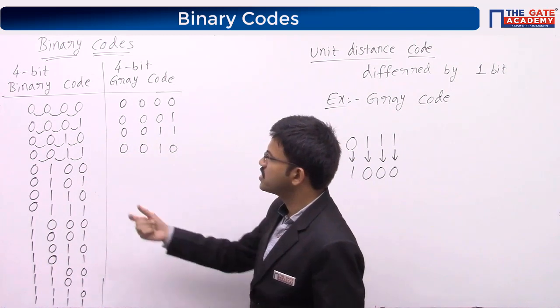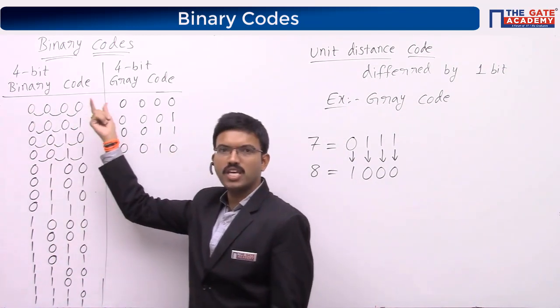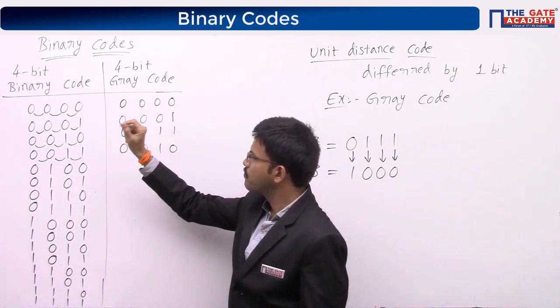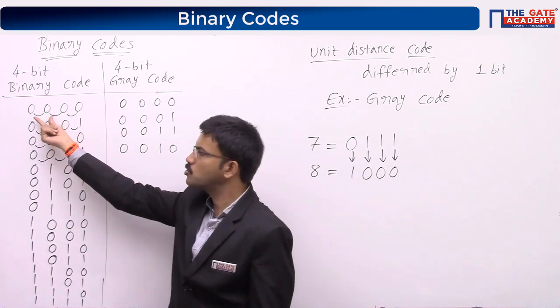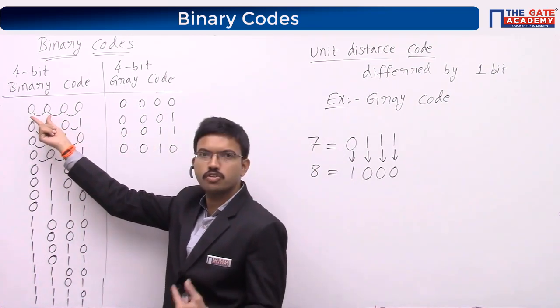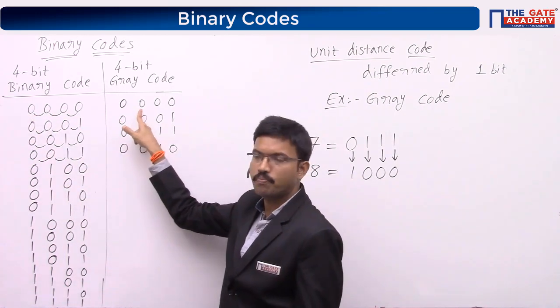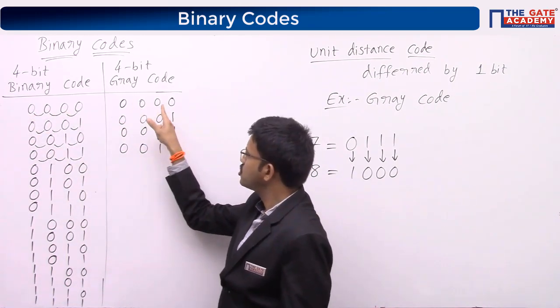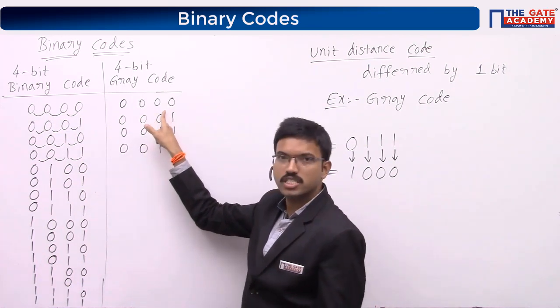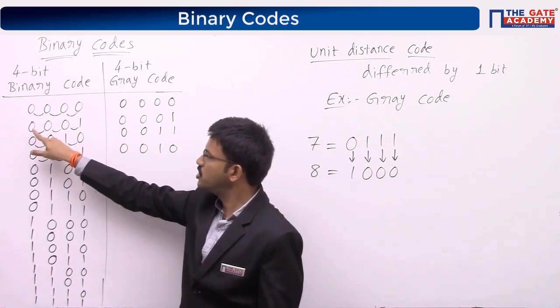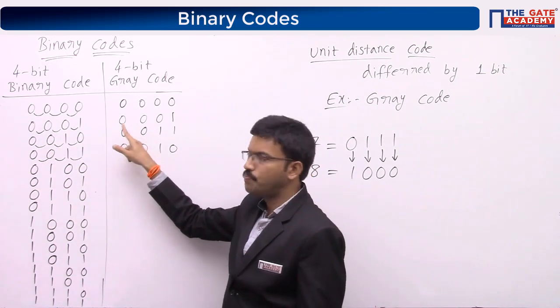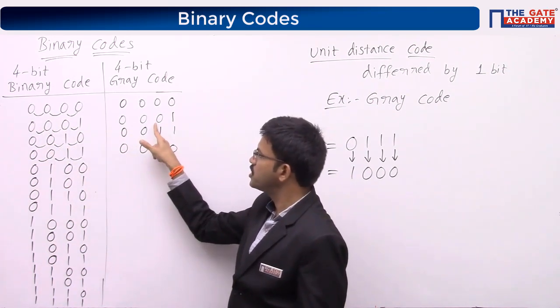I am repeating once again. First we will copy the MSB bit as it is. Here MSB bit is 0, I have copied. And then I will check two bits. 0 0, no change. No change means output is 0. Here 0 0, no change, output is 0. Next, MSB bit is 0, I have copied. 0 0, no change, output is 0.